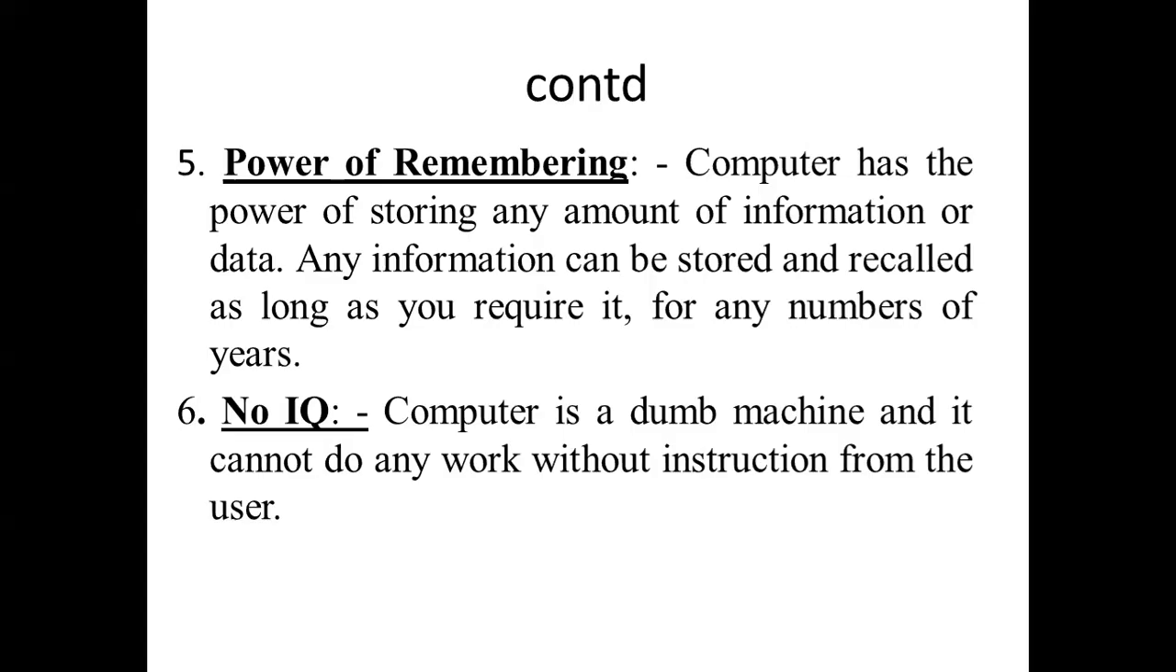Next is no IQ. It means computer is a dumb machine and it cannot do any work without instructions from the human. As we have already discussed, computer is nothing without the human being. Even a computer is designed by humans, by the programmers, by the designers, by the developers. So computer itself is nothing. It's a dumb machine. It cannot do anything by itself. Computer needs some human support, some expert power to work. Computer always does the work according to the instructions given by the programmer.